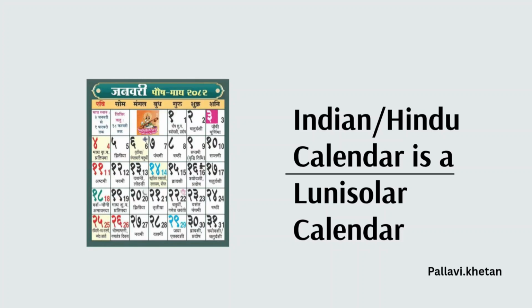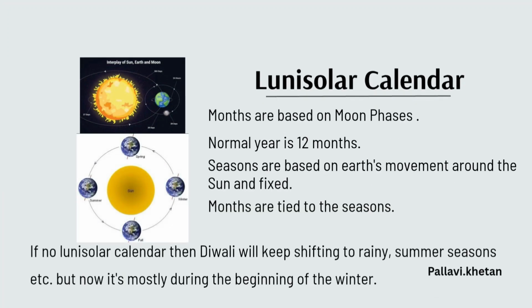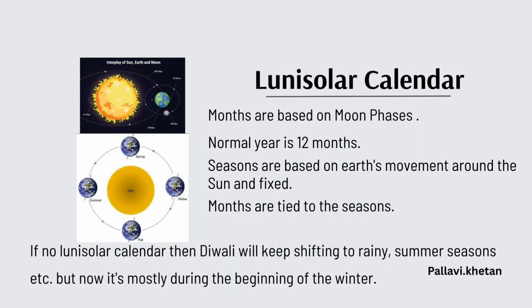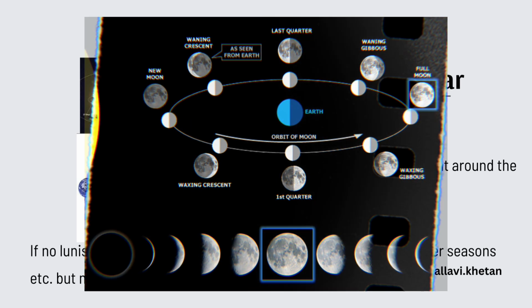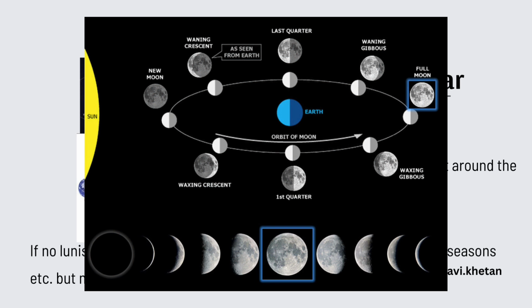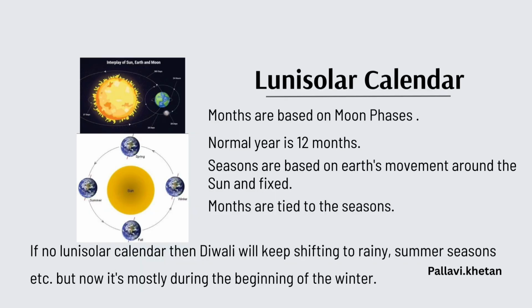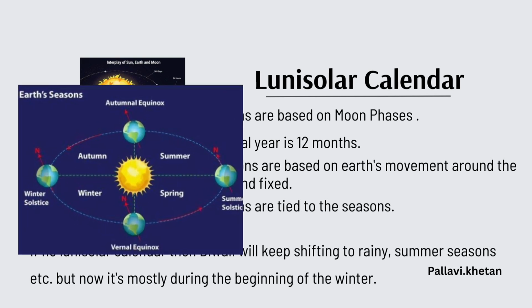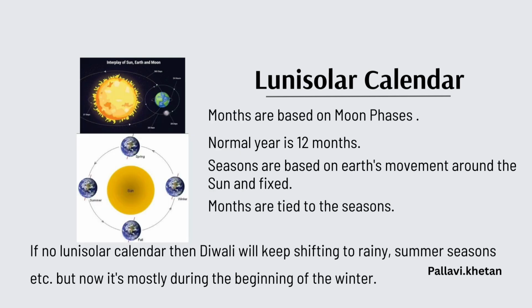So before understanding about the Adhik Maas, we have to understand that Indian or Hindu calendar is a lunisolar calendar. And what is a lunisolar calendar? For that you can check my YouTube video where I've explained about the three types of calendars. So lunisolar calendar considers both the lunar calendar and solar calendar. It's basically a midway between the both calendar systems. Here the months are based on moon phases. The months may start from new moon to new moon or full moon to full moon, and 12 months make a year. But seasons are based on Earth's movement around the sun, and that's why it is fixed. So here in lunisolar calendar, months are tied to the seasons.